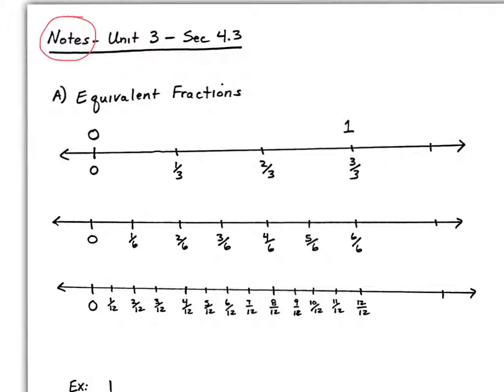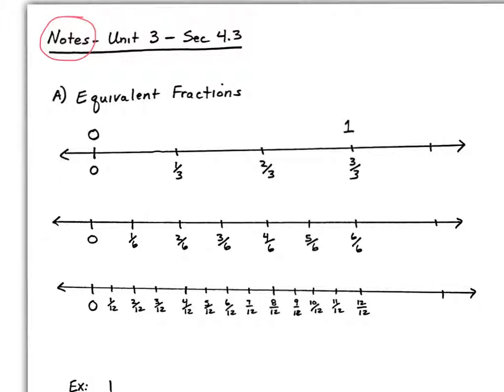When you look at number lines, it's important to find out where 0 is, and I lined up the zeros. It's also important to find out where 1 is, and I lined up the 1s. 3 over 3, that's just 1. 6 over 6 is 1. 12 over 12 is 1.